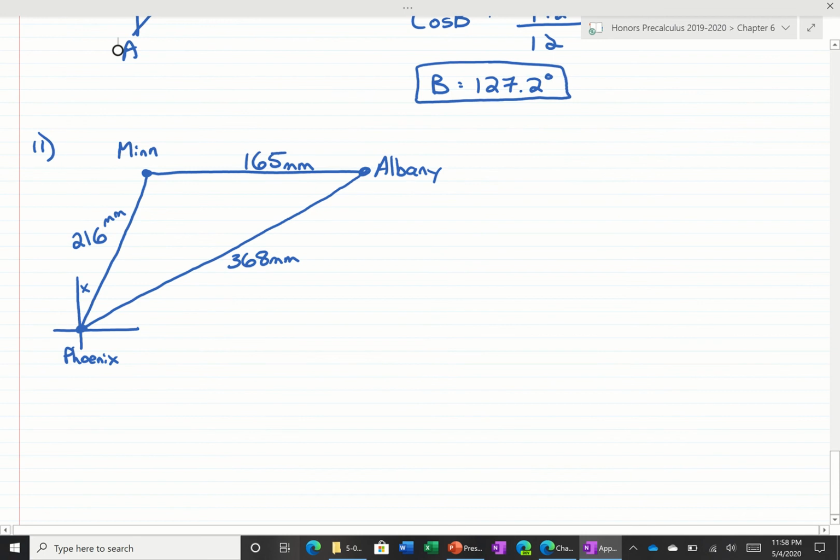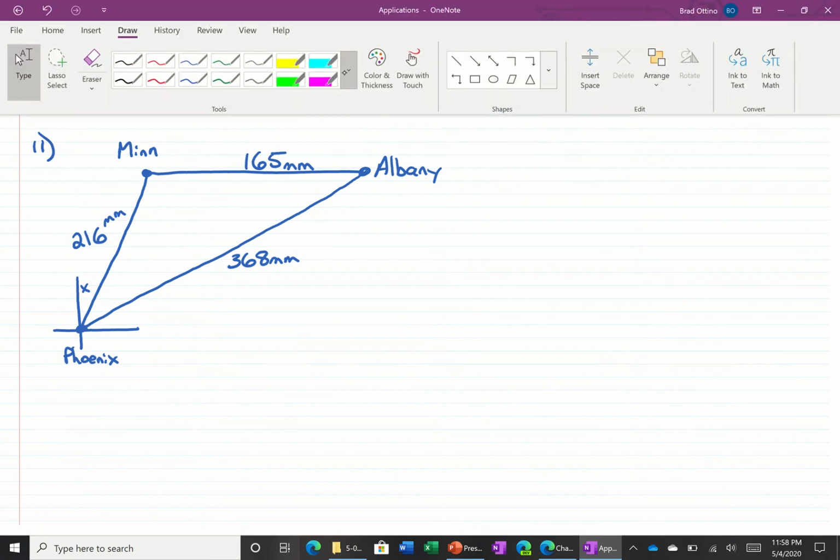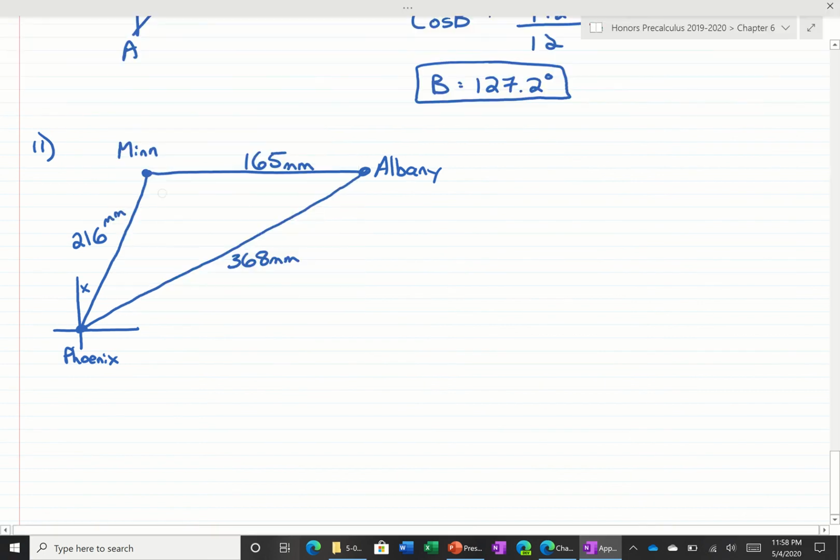In order to find angles, we have to use law of cosines. So what I'm going to do is I'll call this A, B, C. And let's figure out what angle B is. Now the cosine of angle B is going to equal a squared plus c squared minus b squared over 2ac.